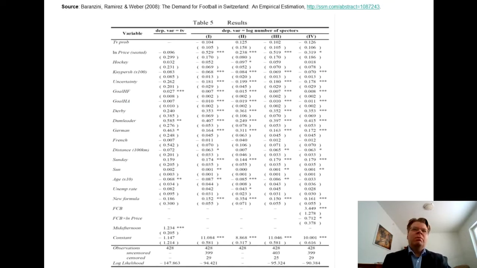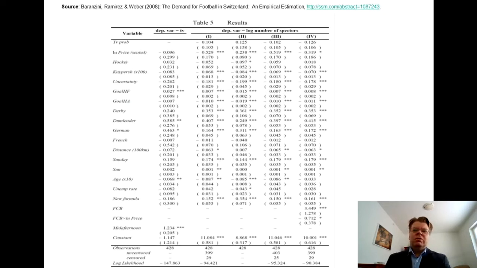Perhaps more interesting for our purposes are the columns indicated by Roman 1, 2, 3, and 4, where the dependent variable is the log number of spectators. And there, of course, the capacity of the stadium can cause censoring from above. I do not remember exactly what the difference is between models 1, 2, 3, and 4, but let's compare models 1 and 2 for the sake of illustration.